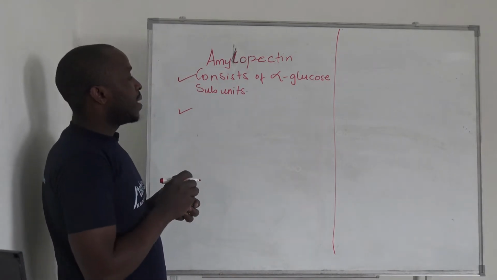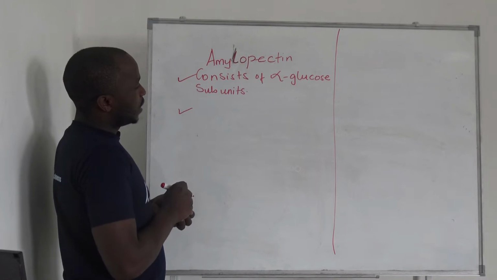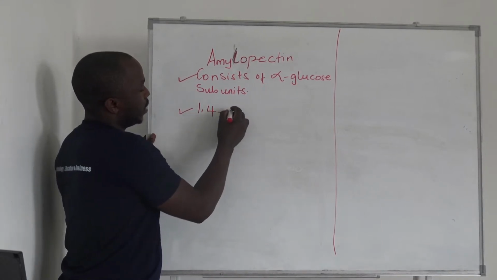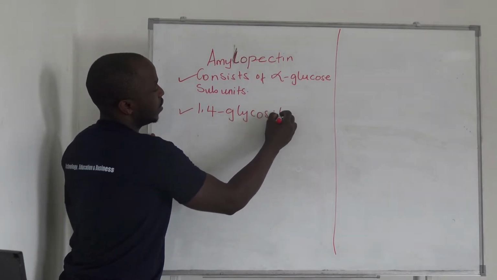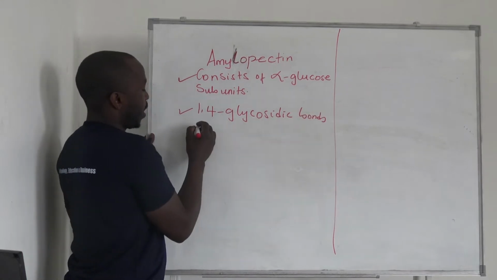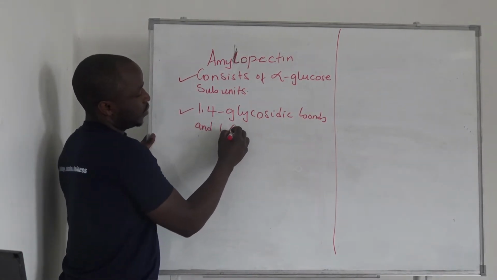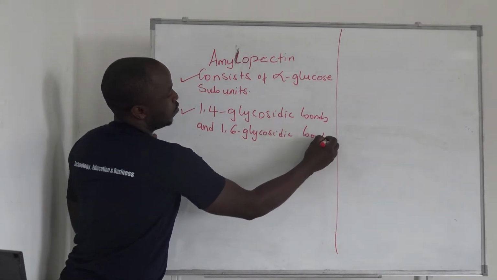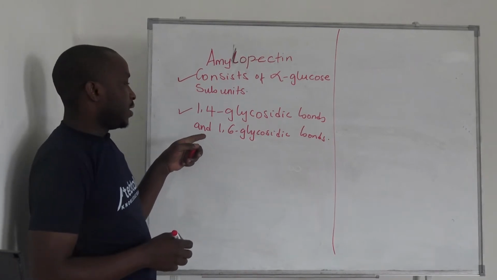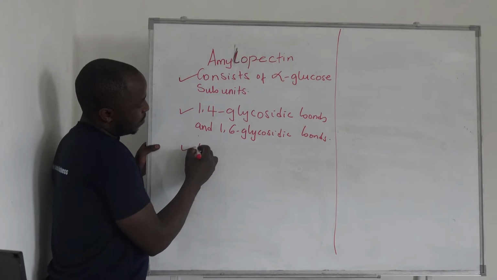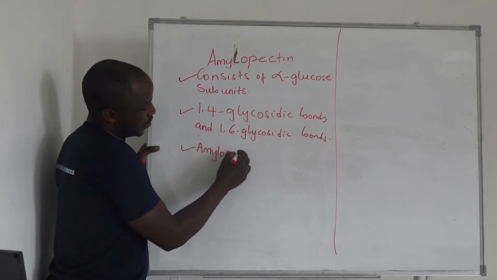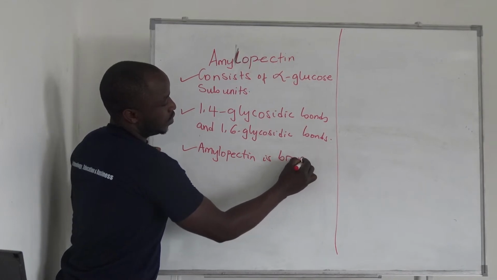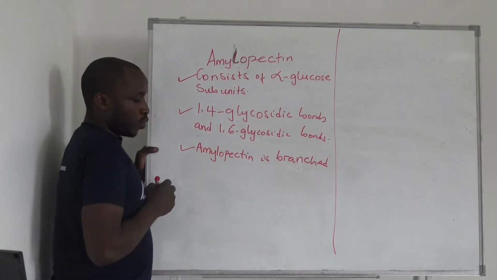But in amylopectin, we have 1,4 glycosidic linkages, glycosidic bonds, and 1,6 glycosidic bonds. So the major difference comes in from here, meaning that amylopectin is branched. Amylopectin is branched. How does the branch arise?